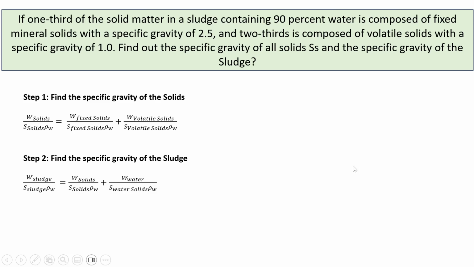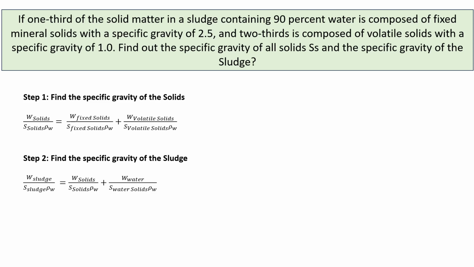So, see, this is how you have to find it. The general formula for specific gravity: the weight of anything that has to be found, divided by specific gravity times density of water, is equal to this fraction, which you have to apply for multiple things. So for solids, the formula becomes like this; we have to find the specific gravity of solids.